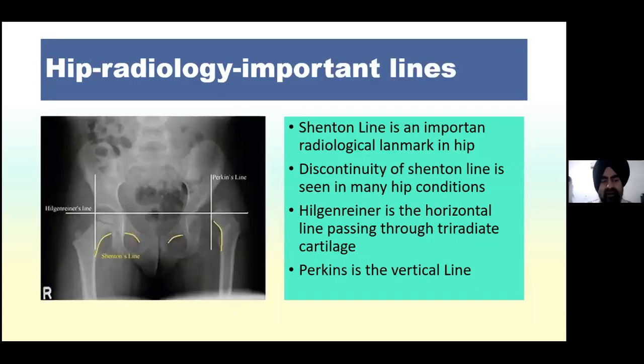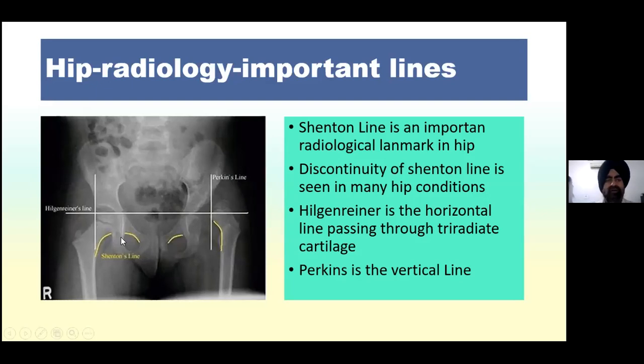The important lines for checking DDH are the horizontal line, H for horizontal, Hilgenreiner line, and the Perkins line, which is the vertical line. The head of the femur should be in the most inferior and the middle quadrant. If we divide it into 4 quadrants, this is the normal position. If it is not there, it means something is wrong. The head is not maintaining proper relation to the acetabulum. The Shenton line may be broken.